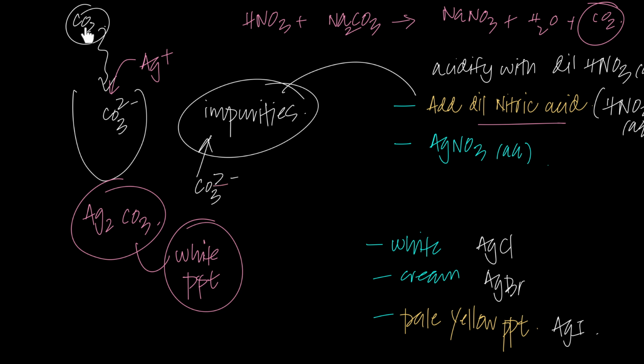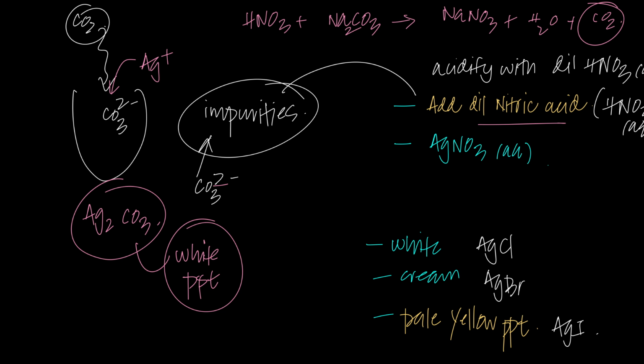Why? Because carbon dioxide in the air can dissolve in water somehow to give you carbonate ions. Silver ions could come into contact with it. That would also give you the white precipitate, and you'd be confused. Is the white precipitate because of silver carbonate, or is it because of silver chloride? So this is a precaution. Even when you are performing an experiment in paper 3, this is the precaution. If you are asked, why are you adding the acid?